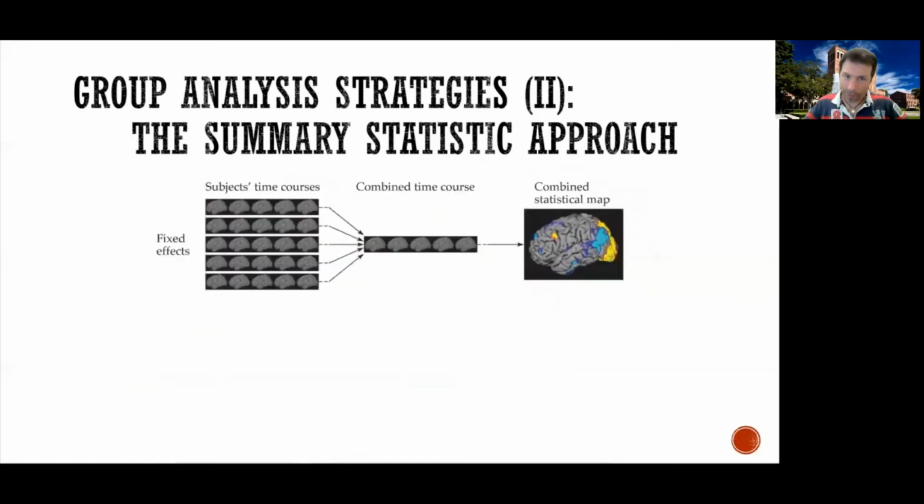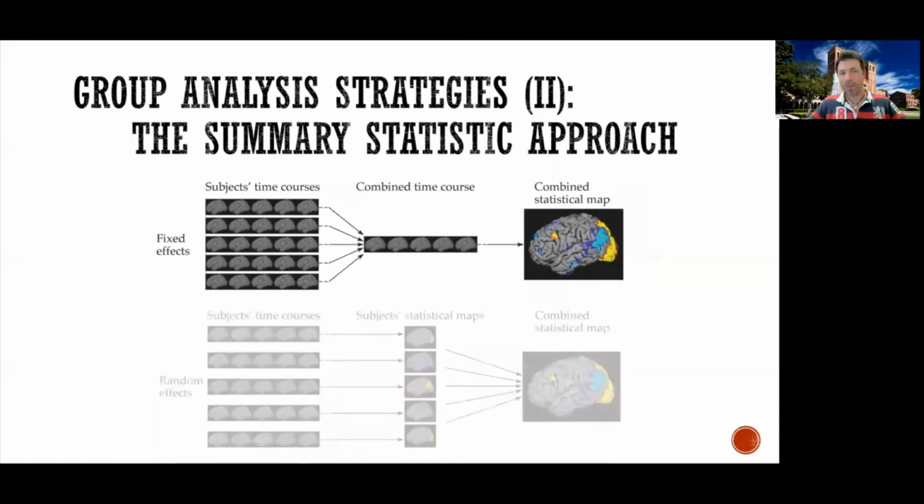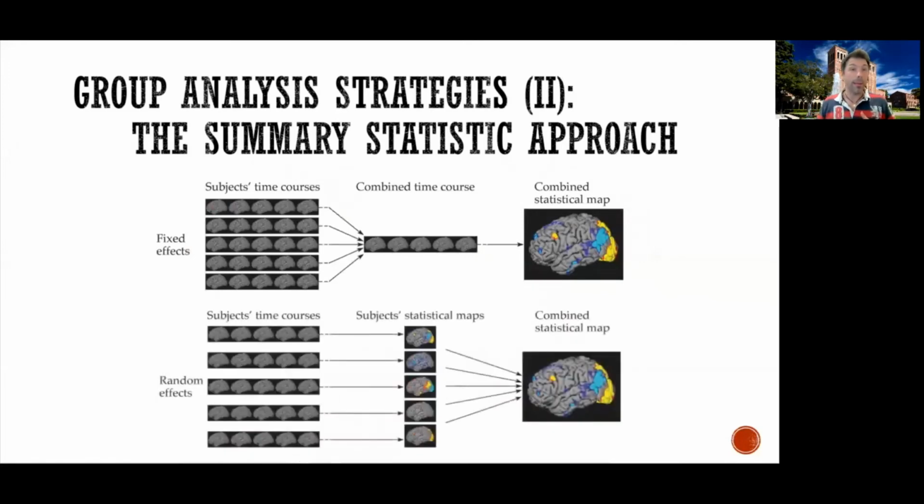So if this was our fixed effects analysis, our group effects analysis done with the summary statistic approach is something closer to this. You do the analysis of run one of this participant and you get a result. Then do the analysis of the run for this participant and you get a result. Do the analysis of the third participant and you get a result, et cetera, et cetera. And then you take these statistics here and you do the group analysis over these, and you get your group map.